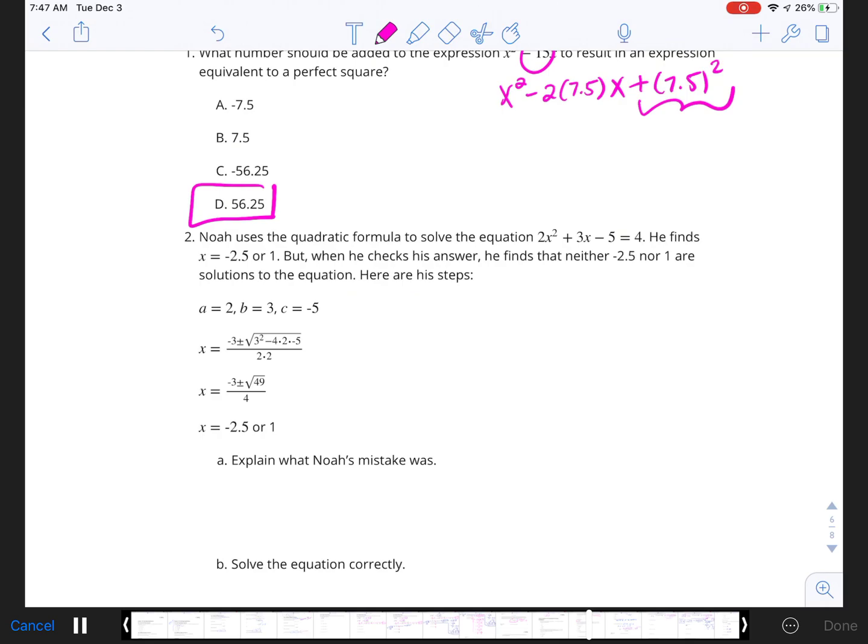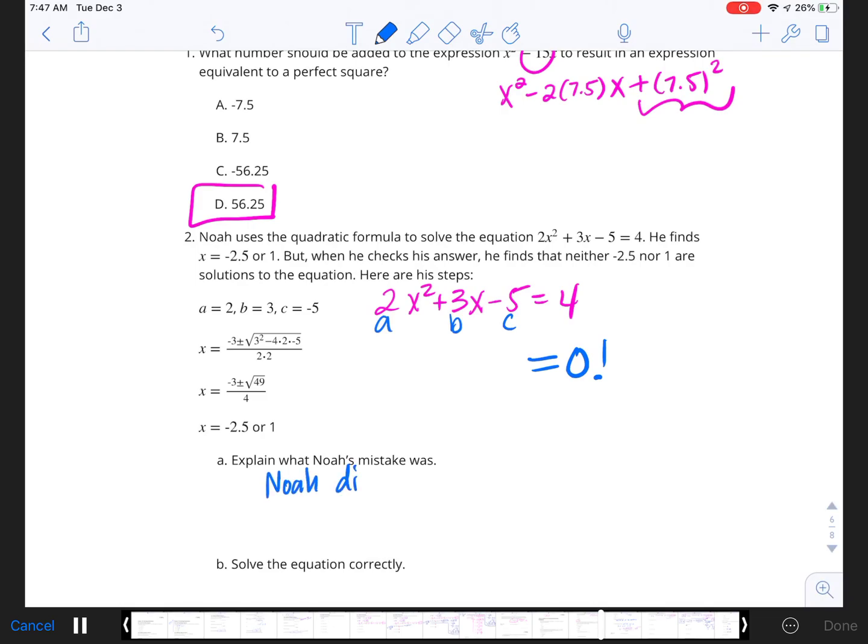He has a is 2, b is 3, and c is negative 5. He gets negative 3 plus or minus the square root of 3 squared minus 4 times 2 times negative 5, all over 2 times 2. That becomes negative 3 plus or minus the square root of 49 over 4. And so the square root of 49 is 7. And so negative 3 plus 7 is 4 over 4, which is 1. Negative 3 minus 7 is negative 10 over 4, which is negative 2.5.